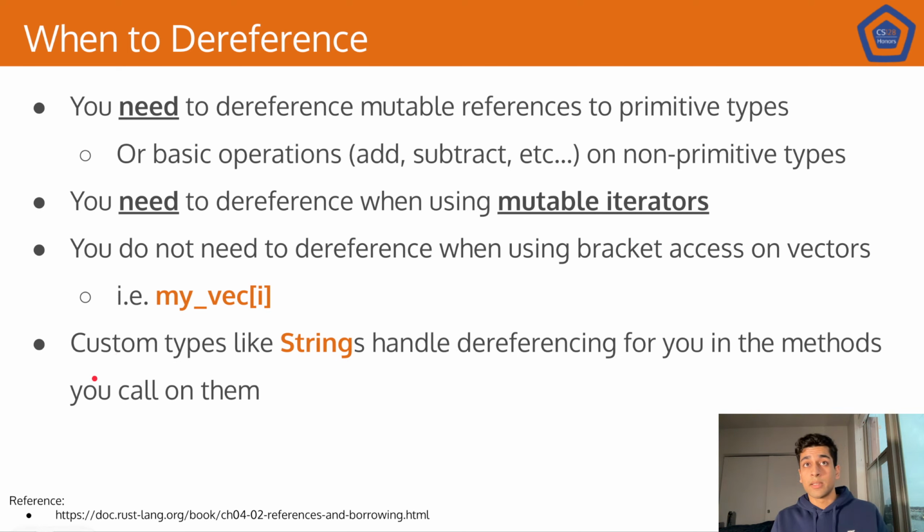And custom types like strings handle the dereferencing for you when you call methods on those mutable references. And Arul will touch on this, I believe, in next Thursday's lecture when he talks about creating custom types. But custom types have a built-in feature to sort of handle this dereferencing for you.